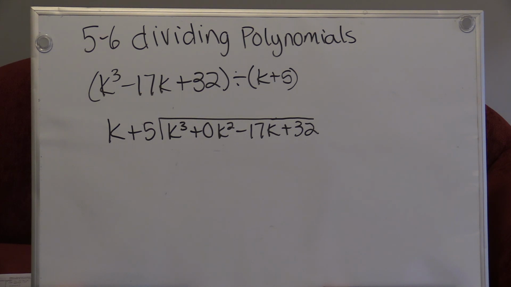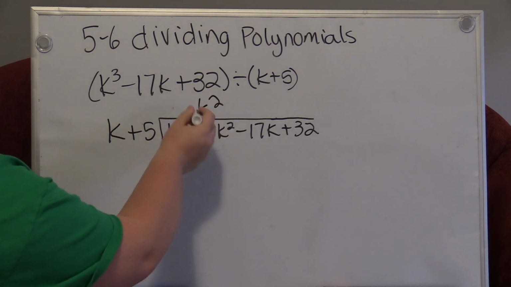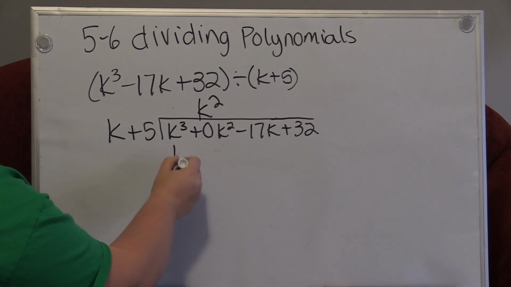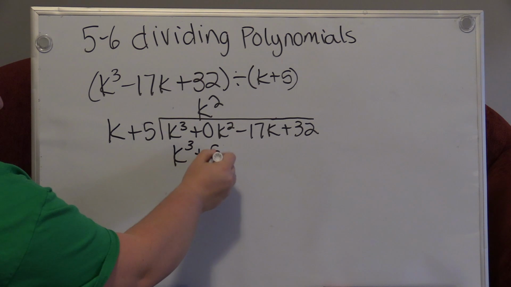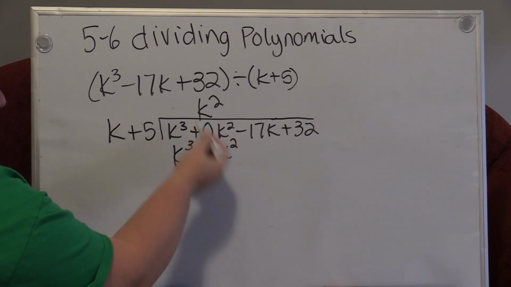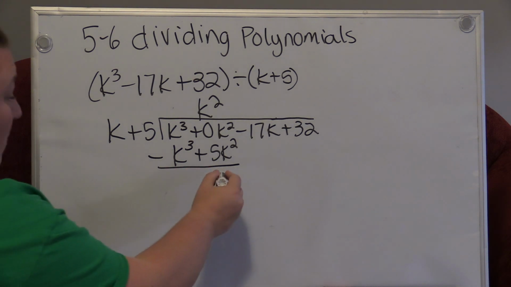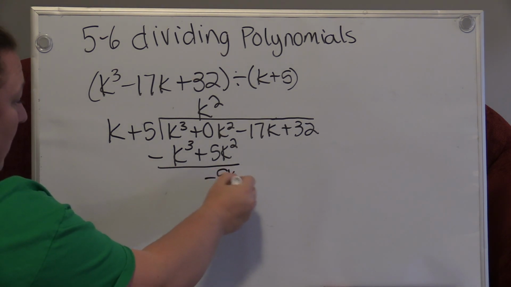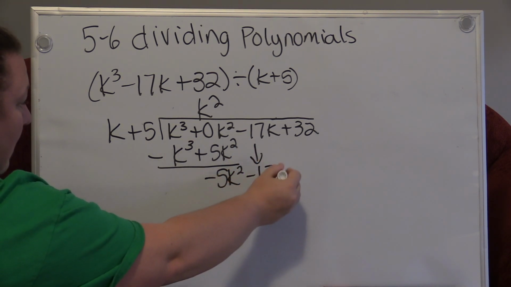But that's going to be very important as it becomes a placeholder. So k times what is k cubed is k squared. So I multiply. I have k cubed plus 5k squared. This allows me to subtract like terms, so that becomes really important. And 0k squared minus 5k squared is negative 5k squared. And I'm going to bring down negative 17k.